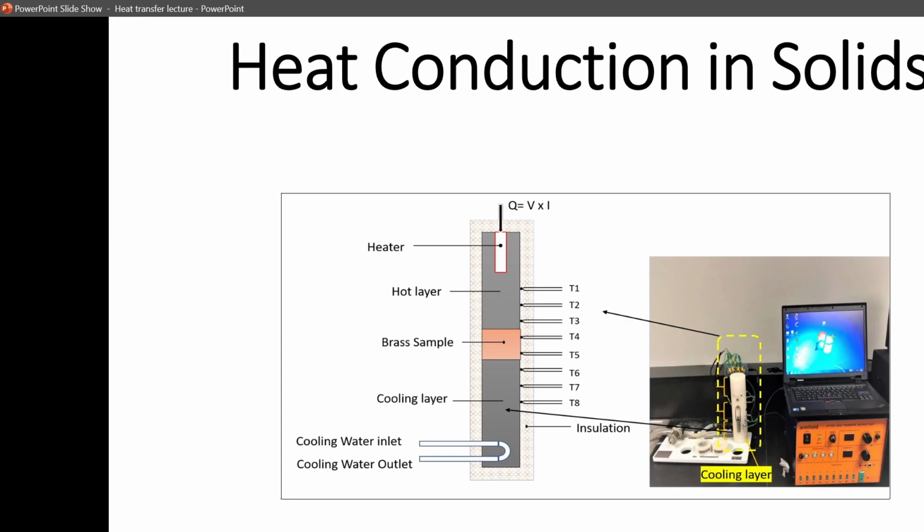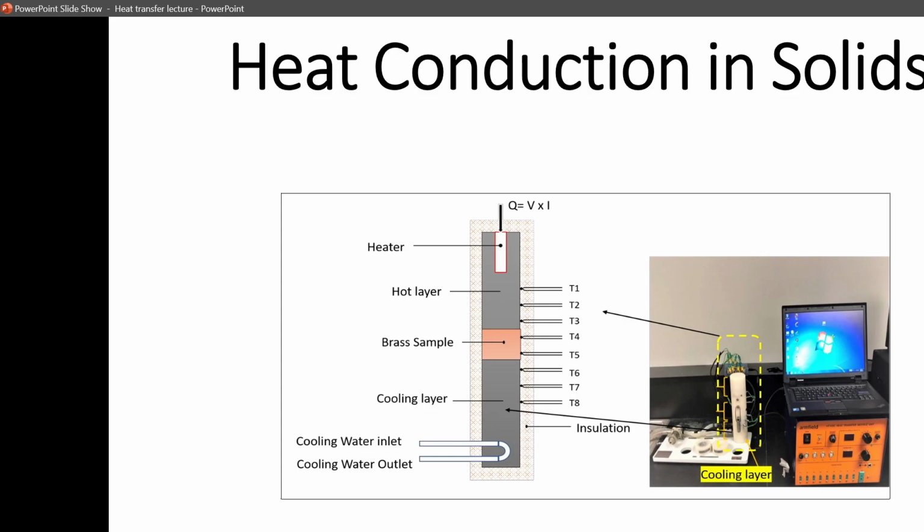Because of the aspect ratio of this rod, we can assume that the cross-sectional temperature remains the same at each cross-section. So if we can measure the temperature outside of this rod, inside the insulation, we have the temperature at each cross-section.